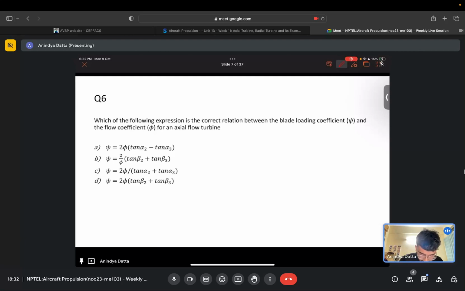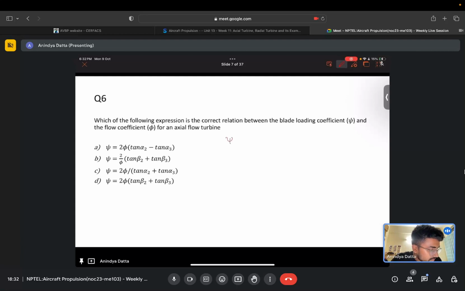Okay, so question 6. Here it is asked, which of the following expressions is the correct relation between the blade loading coefficient and the flow coefficient for an axial flow turbine? So let's go through the definitions.